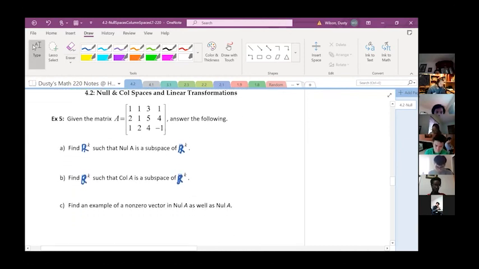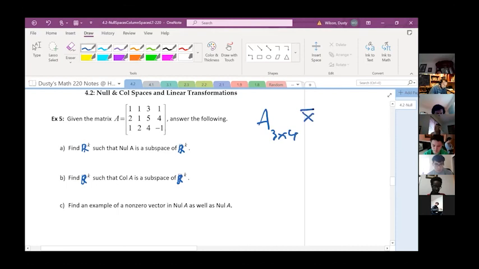So let's look at this example 5. And I tend to like this question, or versions of this question, because it asks you to look at multiple spaces in the same question. So given the matrix A as follows: 1, 1, 3, 1, 2, 1, 5, 4, 1, 2, 4, negative 1, answer the following. So first of all, I want to find the space such that the null space is a subspace of it. So let's start by thinking about dimensions. So I've got A as a 3 by 4 matrix.